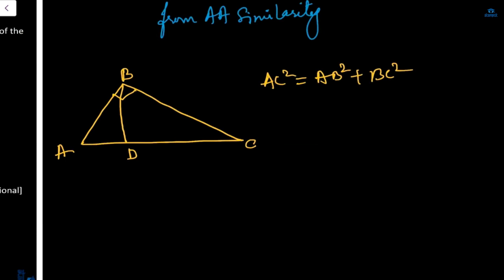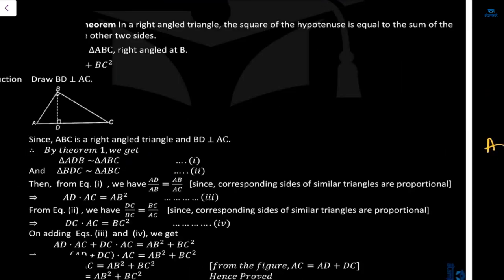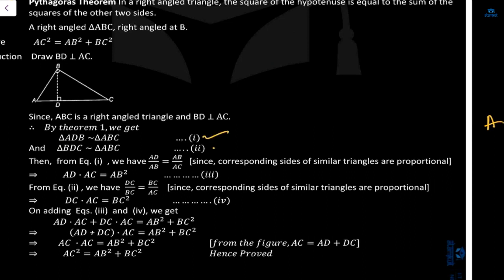Okay, now we are going to use this similarity of triangles. So from the first theorem, theorem 1, we already know that these two triangles are similar. Okay, see here, point 1 and point 2. Both the triangles are similar to the bigger triangle. Now when two triangles are similar, we know that all three angles are the same and their sides are in the same ratio. Yes, am I right?